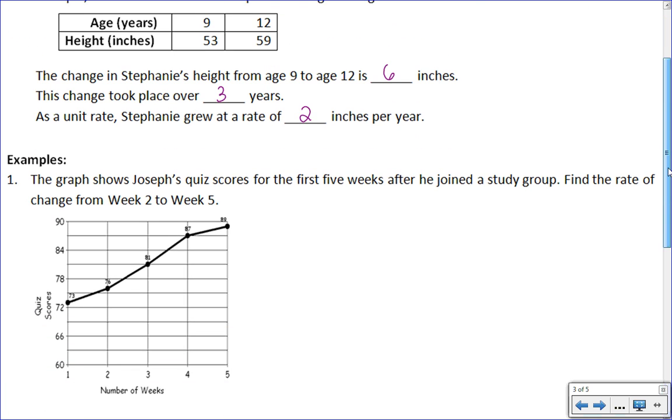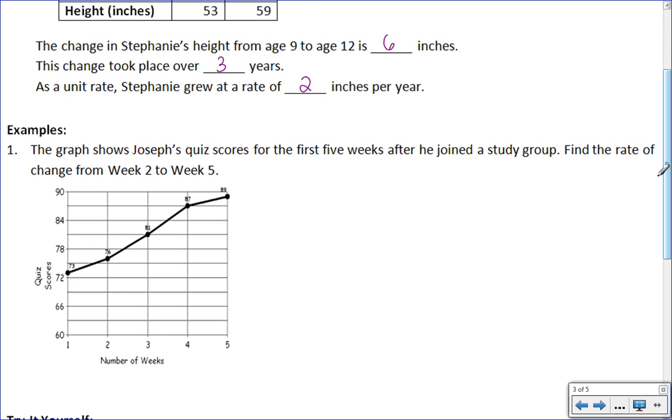So, example 1, the graph shows Joseph's quiz scores for the first 5 weeks after he joined a study group. Find the rate of change from week 2 to week 5. So we're looking at week 2 to week 5. Okay, so the change in his quiz score goes from 76 to 89. So we want 89 minus 76, and that is 13.